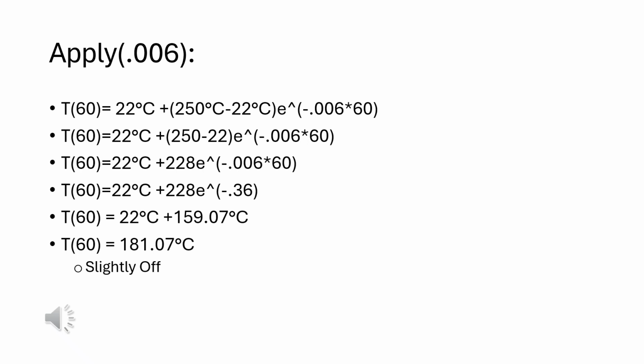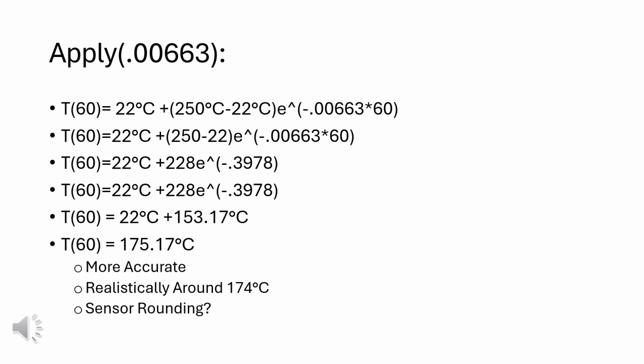When we plug in time 60, for example, we find that the temperature of our model is 181.07 degrees Celsius. This is slightly off by 5 or 6 degrees, however. When using the initial and more specific k value of 0.00663, we find that our prediction is significantly more accurate, as it is only 1.17 degrees Celsius off. However, this error could be explained by sensor rounding in the program. This will be later explained in the next slide.